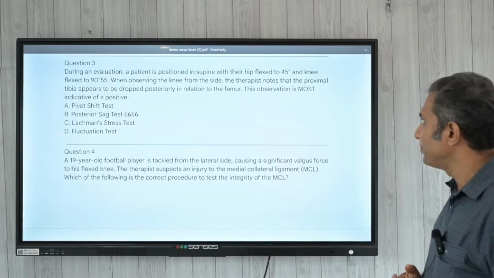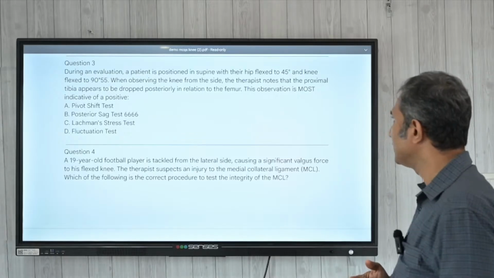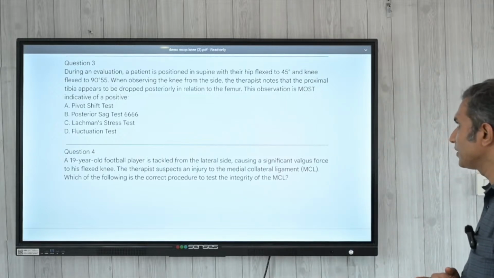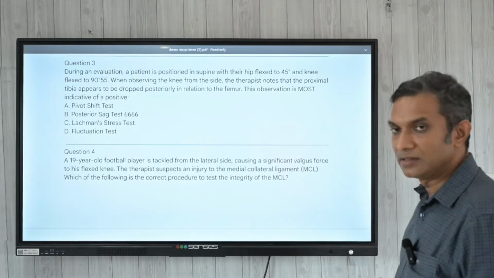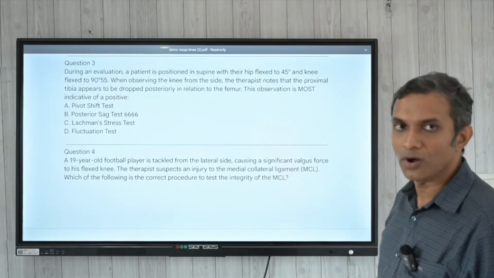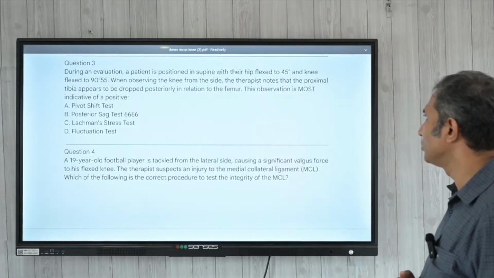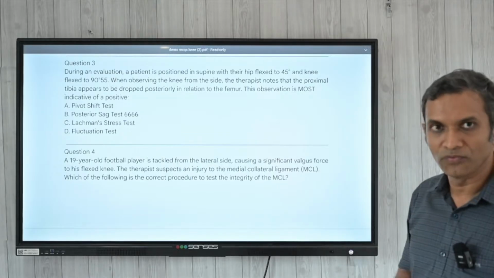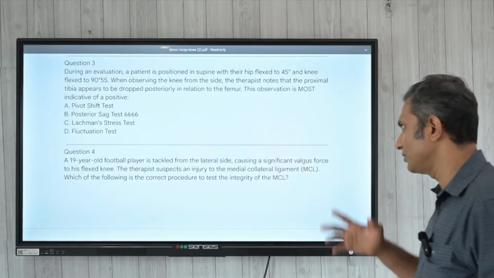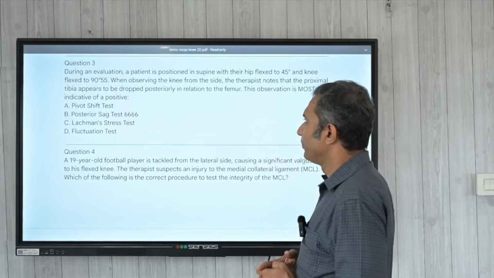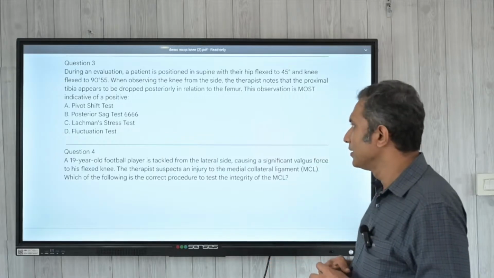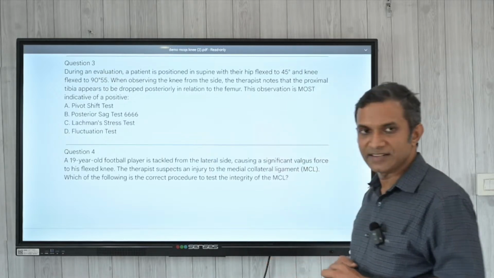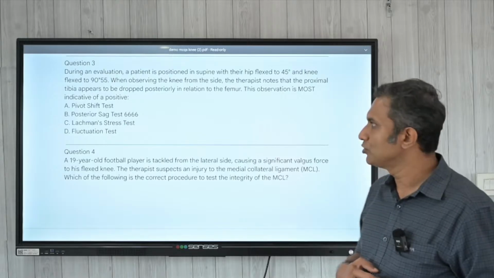Question 3. During an evaluation, a patient is positioned in supine with hip flexed to 45 degree and knee flexed to 90 degree. When observing the knee from the side, the therapist notes that the proximal tibia appears to be dropped posteriorly in relation to the femur. This observation is most indicative of which positive test? Option A, pivot shift test. Option B, posterior sag test. Option C, Lachman's stress test. And option D, fluctuation test.